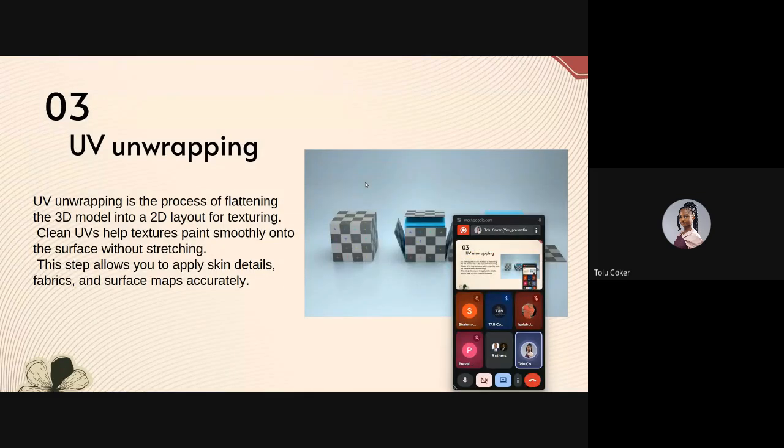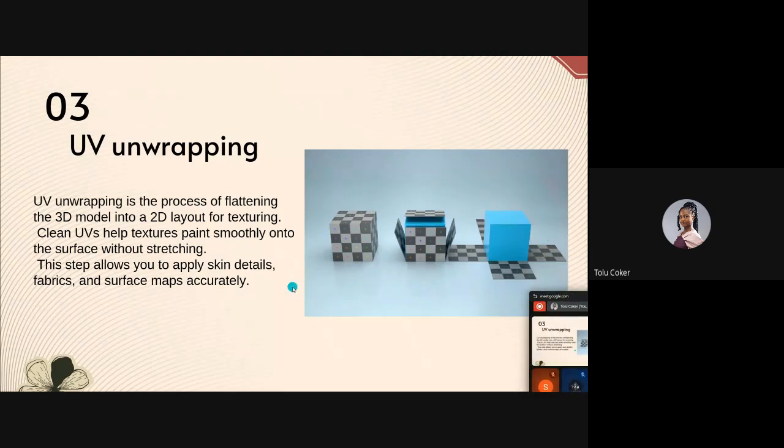UV unwrapping, that's the third stage. It's also with topology, in my opinion. I think they are both connected. So UV unwrapping is the process of flattening the 3D model into a 2D layout for texturing. It's basically turning your 3D into a flat surface, like this cube. You are turning your 3D into a flat surface so you can draw on it.